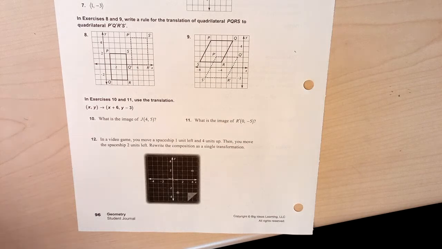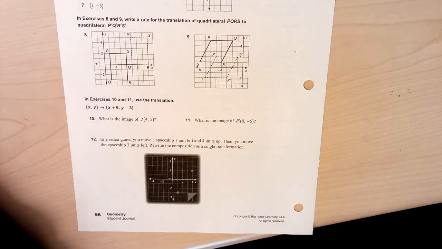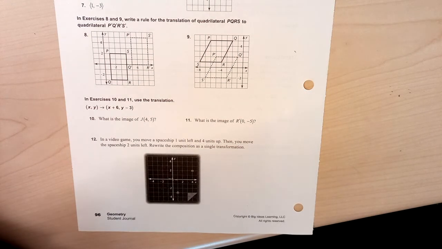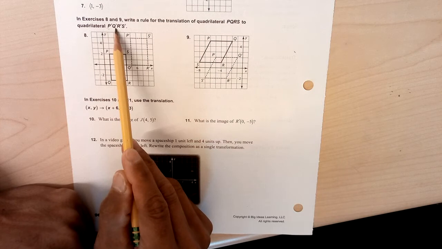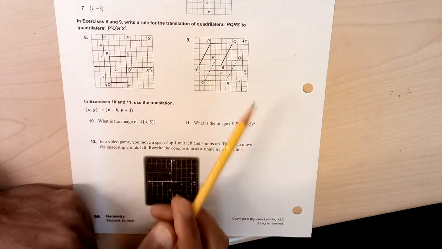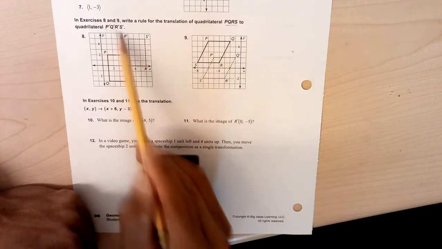Okay, just running through a couple more examples with translations, so you're familiar with all the different forms a problem could be given to you and how you want to write your answer. All right, so looking at problems 8 and 9, write a rule for the translation of a quadrilateral PQRS to quadrilateral P prime, Q prime, R prime, S prime. This is the pre-image. This is the image.